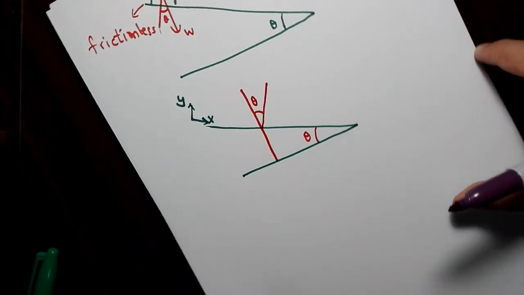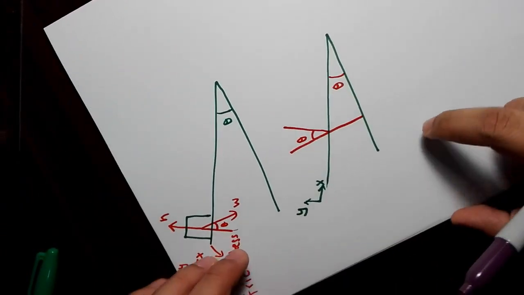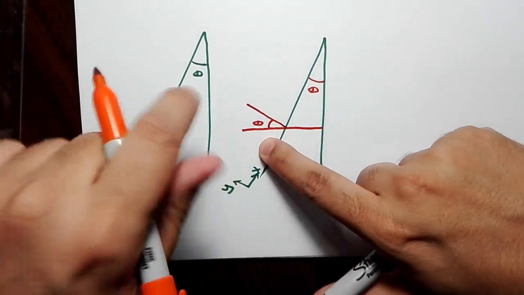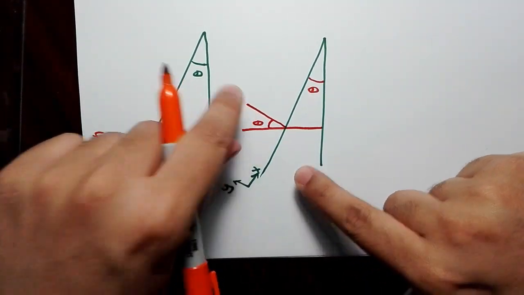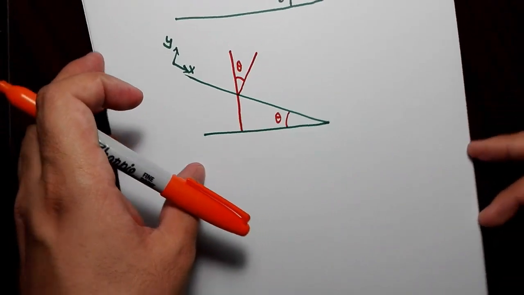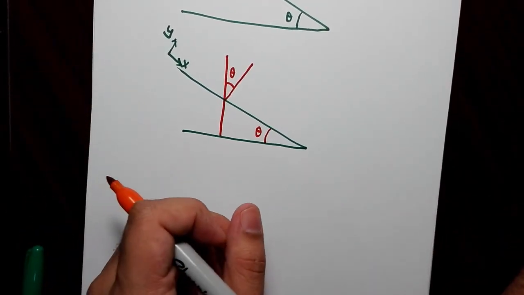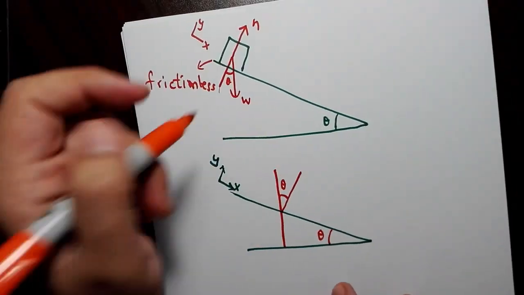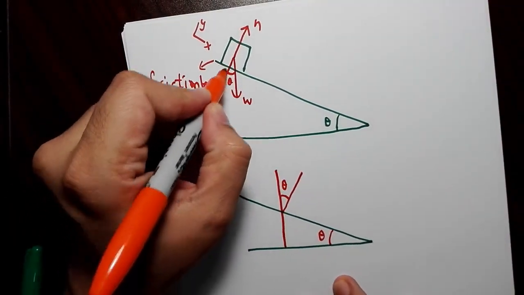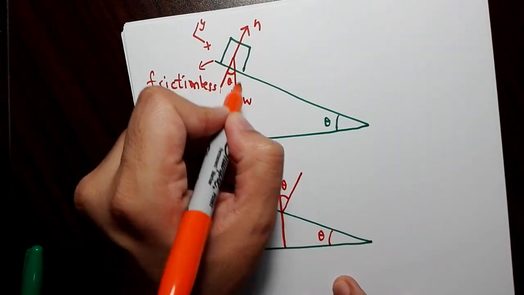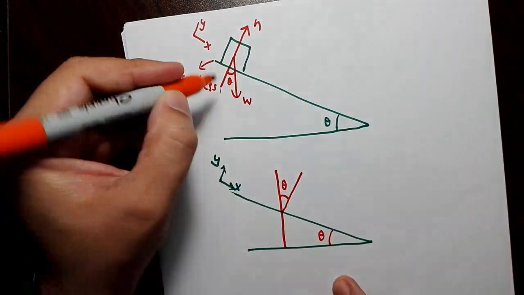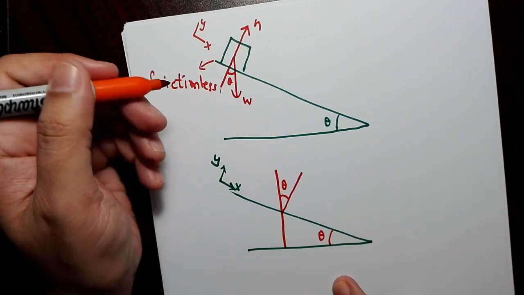It's just like you have tilted the page: your inclined plane is just tilted, rotated. So that's why this angle is also theta, because this line is perpendicular to the inclined plane and this line is perpendicular to the ground, the line of the vector weight.